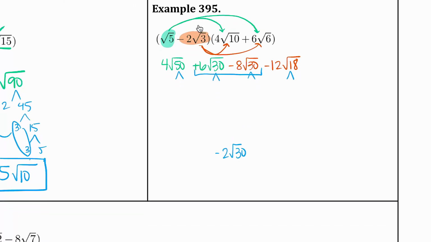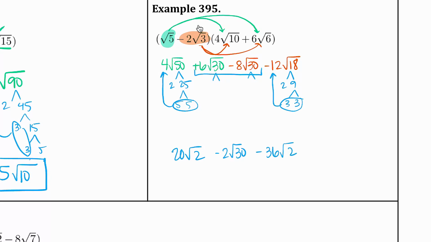Let me actually scoot that down just a little bit. And we can simplify our first and our last ones. So 2 and 25, 5 and 5. We have a pair of 5s we can take out. So we get 20 square root 2. Keep that minus 2 square root 30. And then here we have 2 and 9, 3 and 3. We can take a 3 out. We get minus 36 square root 2. All right, we've got like radicals here that we can put together. So 20 minus 36 is negative 16 square root 2 minus 2 square root 30.